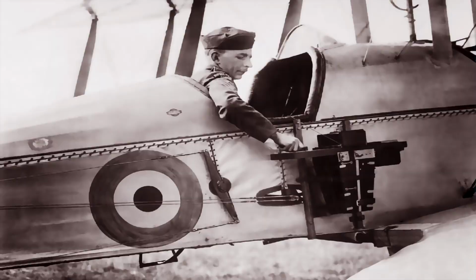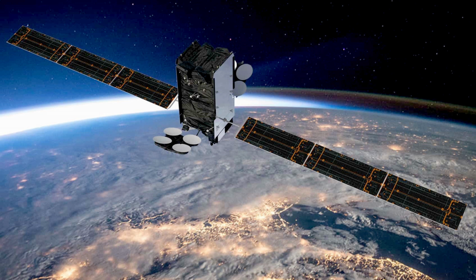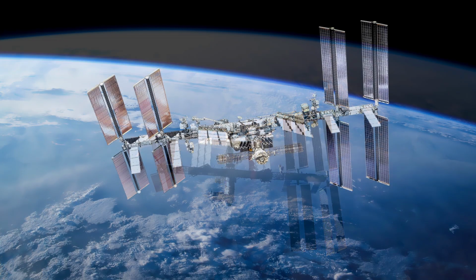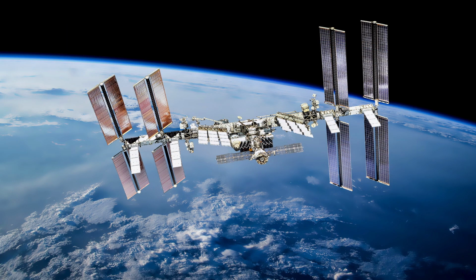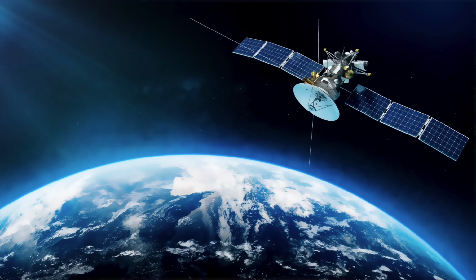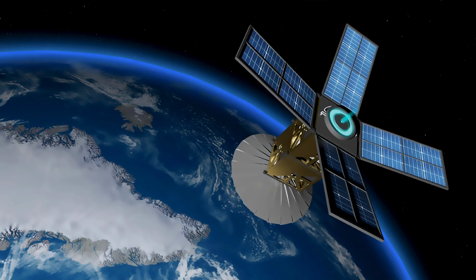Spaceborne or orbital or satellite remote sensing. The platforms are in space, for example satellites. Sometimes the International Space Station and the Space Shuttle are also used as platforms. Satellite remote sensing can significantly enhance information available from traditional data sources because it can provide a synoptic view of a large portion of the Earth. Based on energy source, remote sensing can be divided into passive remote sensing.